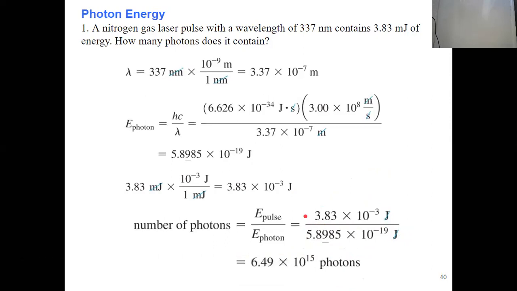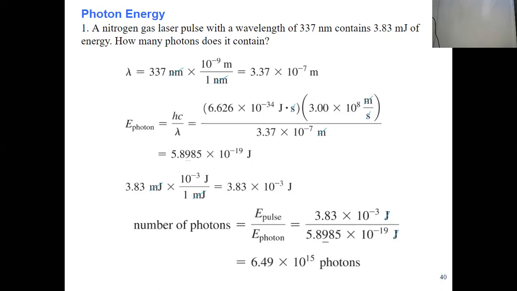Okay, so in this case, they gave us a formula to use to solve this problem, but you don't necessarily need the formula itself. You know that you have 3.83 times 10 to the negative 3 joules total. And if I divide that by the amount of energy associated with each photon, the answer would be the number of photons that are present.